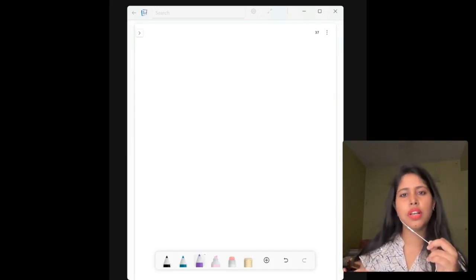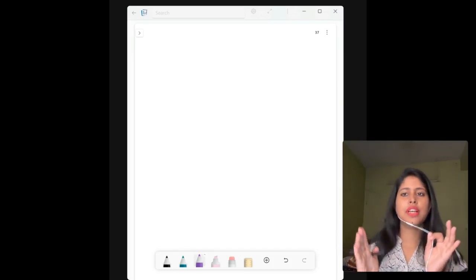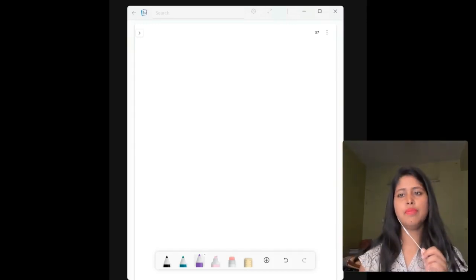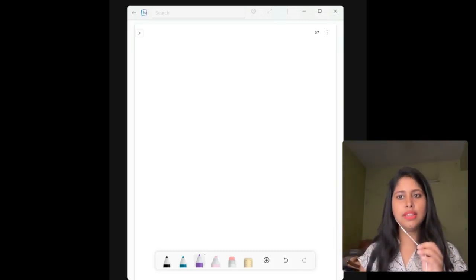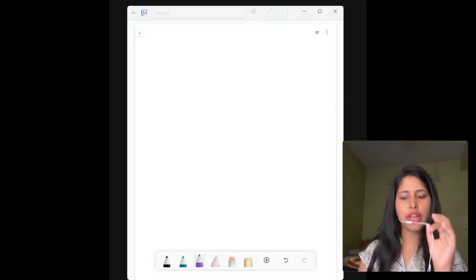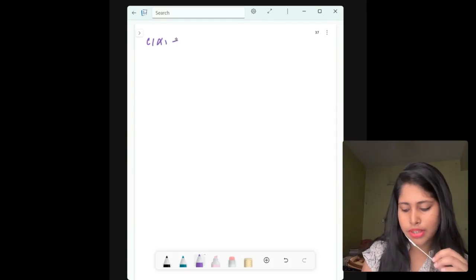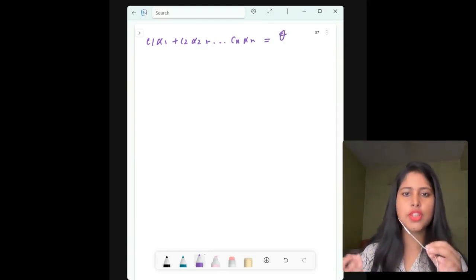Now, before we jump into the problems, I will do a 60-second recap. Okay. Now, what is a set of vectors? Let us say, suppose alpha 1, alpha 2, and so on till alpha n in R^m is called linearly dependent if there exist scalars c1, c2, c3, and so on till cn, not all 0, such that c1 alpha 1 plus c2 alpha 2, and so on till cn alpha n is equal to theta. What is this theta here? Theta is the zero vector, right?